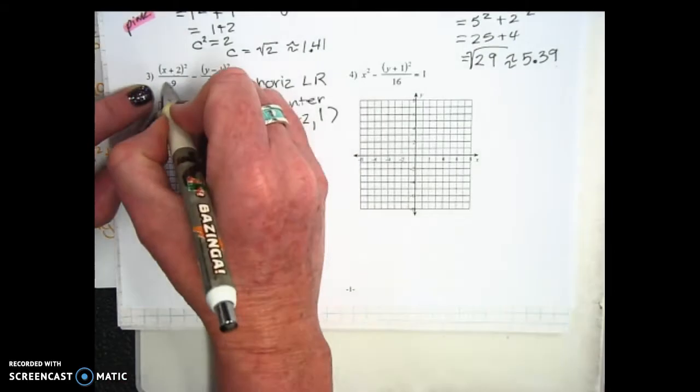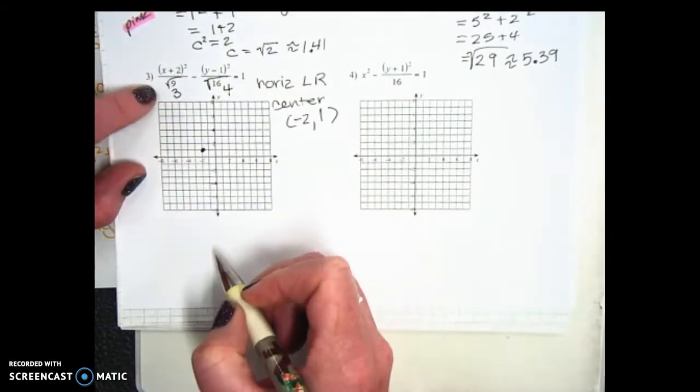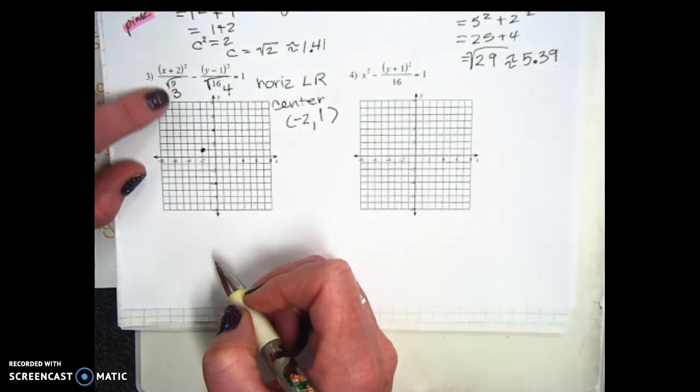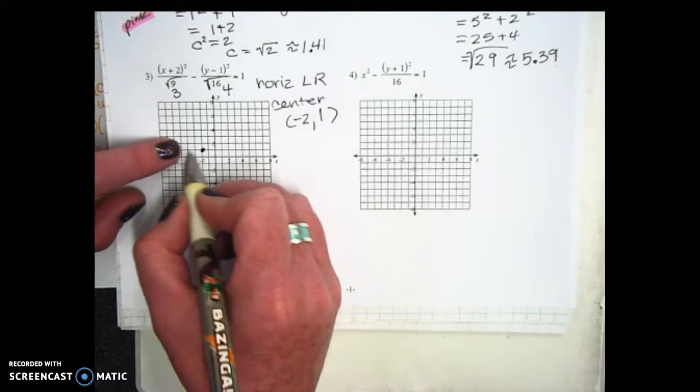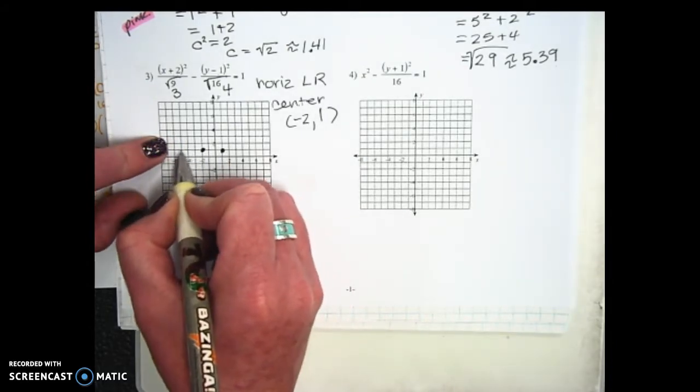So we're going to take the square root of 9, which is 3, square root of 16, which is 4. So the 3 is associated with the X, right? So left and right is going to be 3 units. 1, 2, 3, put a point. 1, 2, 3, put a point.